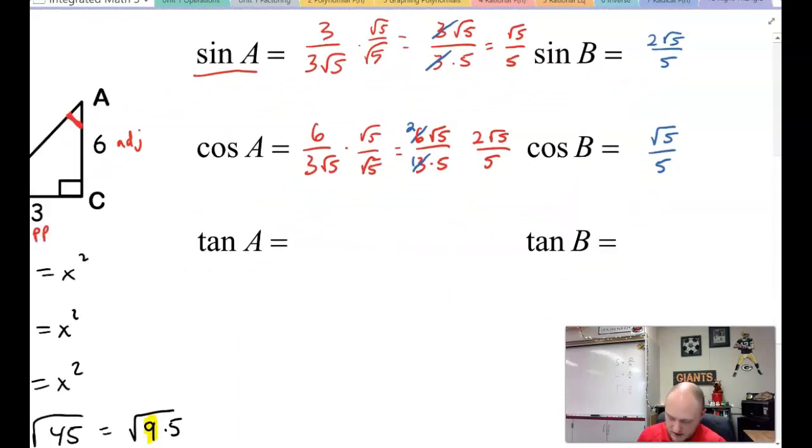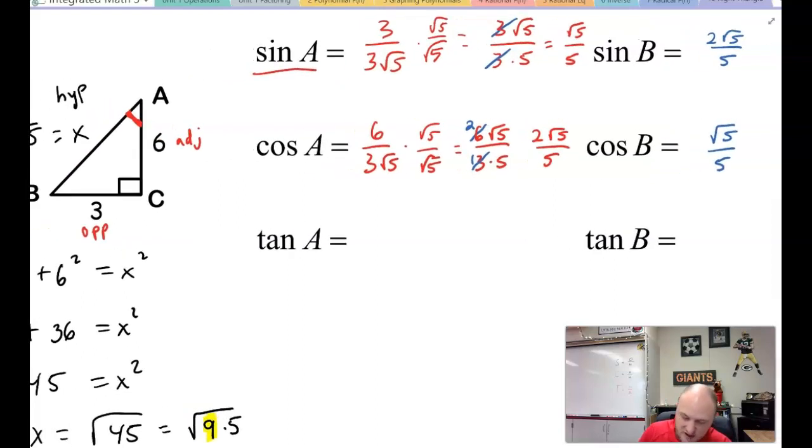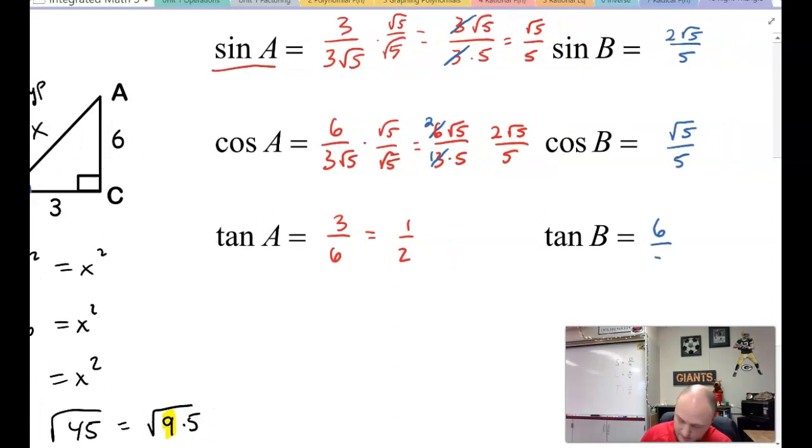All right, and then lastly, the tangents. Tangent, these ones are going to be simpler because I don't have to deal with that square root. So tangent of A, opposite over adjacent, that's 3 over 6. I can reduce this to 1/2. And then tangent of B, let me go ahead and just switch these. Tangent of B is going to be 6 over 3, which is 2.